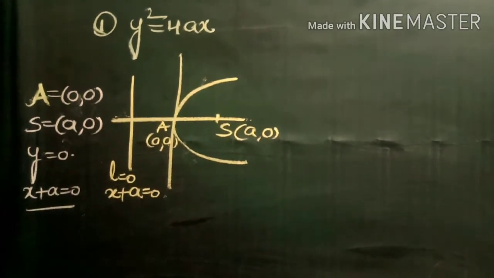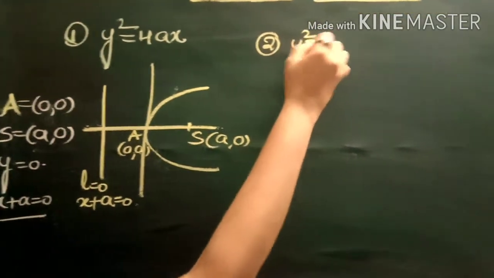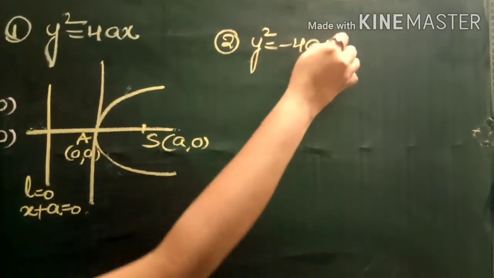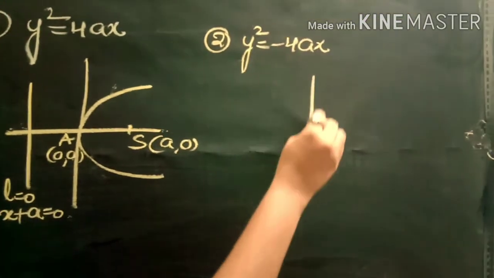Now we take the second form. Here the second form is y square is equal to minus 4ax. Y square equal to minus 4ax. Now the graphical representation of this parabola is like that.